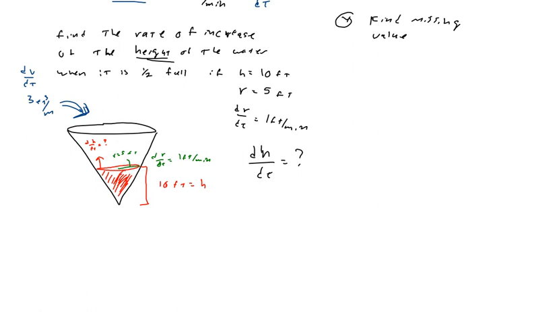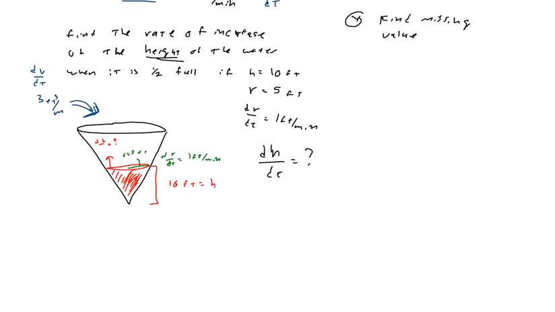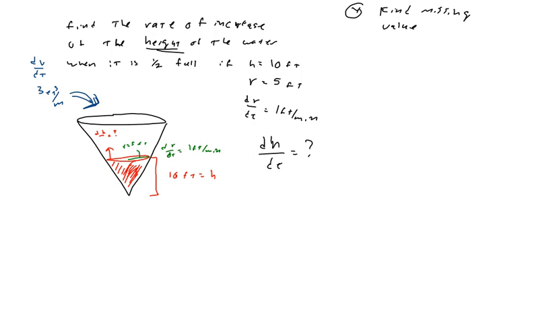What does it say in red next to the question mark? This says dH/dt. It's what we want to know. But the height's going up, so we want to know the height increase.